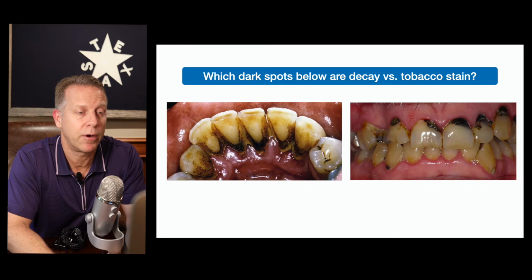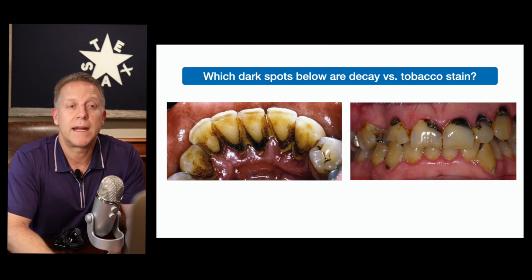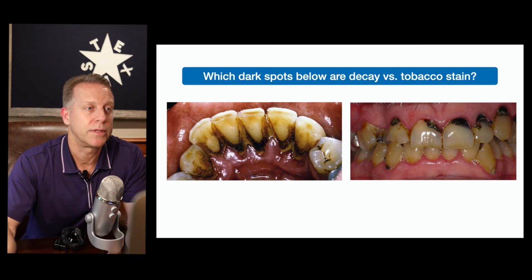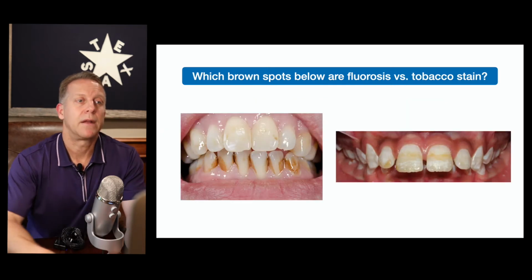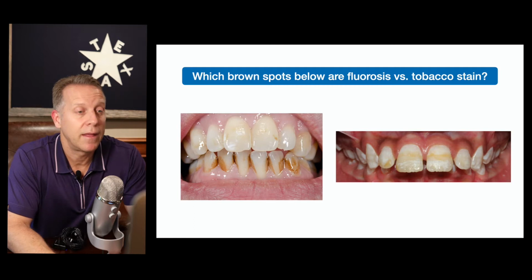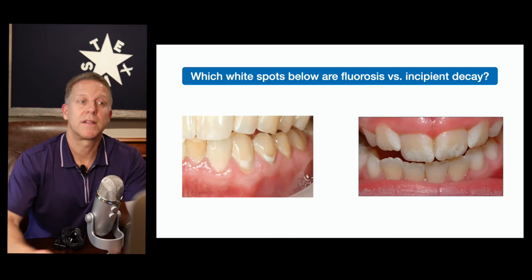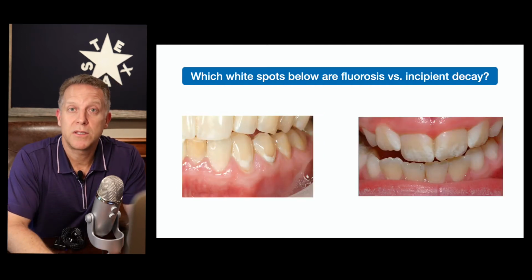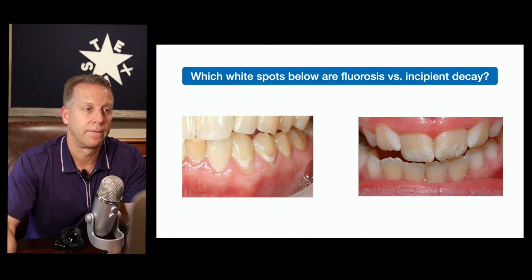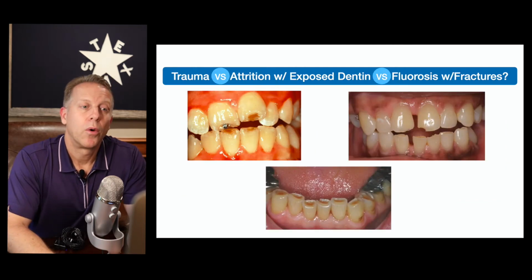So right here in this photograph, we can see some dark stuff around the gum line on some of these teeth. What is that? Is that decay or is that tobacco stain? Another slide. We've got some brown spots on some teeth. What about these? Is this from fluorosis or is this from tobacco stain? What about this slide? Which one of these white spots is going to be incipient decay and which one's going to be fluorosis?